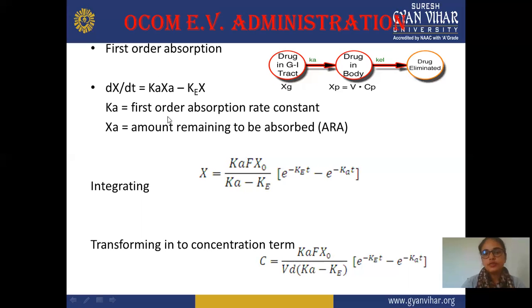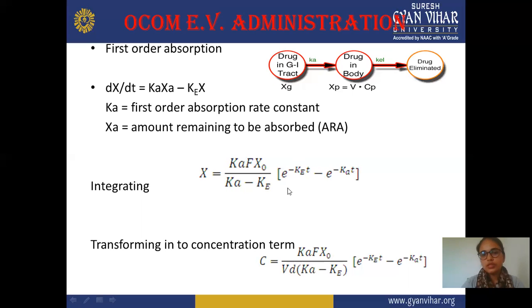In this case, Ka is the first order absorption rate constant, and Xa is the amount remaining to be absorbed, that is, how much drug remains after absorption. You calculate that Xa. When you integrate this equation, X equals KaFX0 divided by Ka minus Ke, in brackets e to the power minus Ket minus e to the power minus Kat.